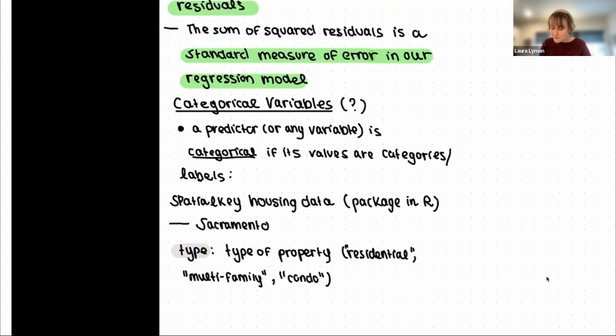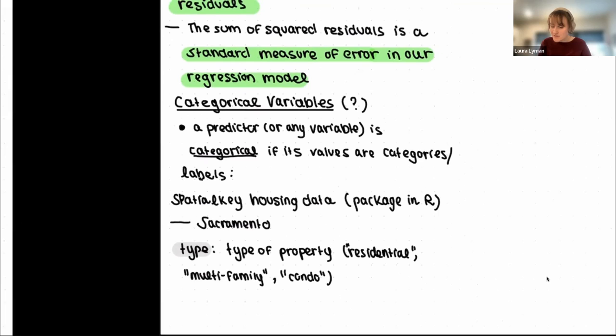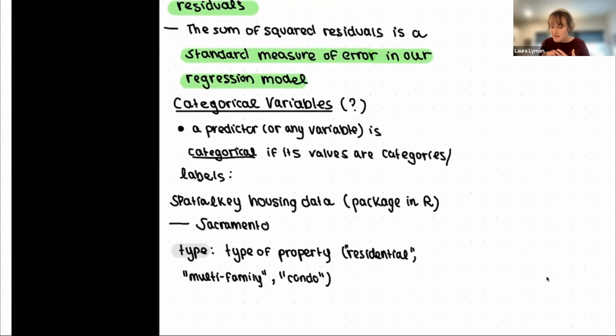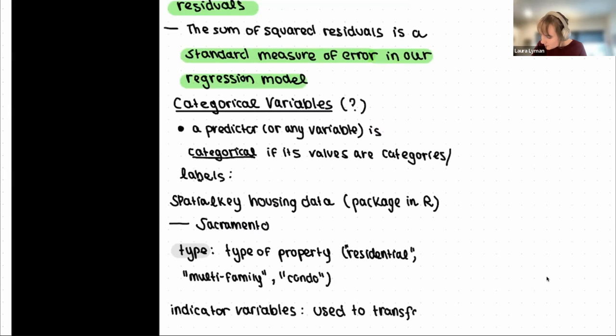And we see this type of variable a lot in different data sets because not everything necessarily has an associated quantitative value that we assign units to. Like we don't have a specific number or units associated with whether a property is a condo or not. So what do we do? How do we incorporate this into linear regression? Ultimately, and this could easily go into a two-part video, we use something called indicator variables, which are essentially used to transform categorical variables into numeric values.